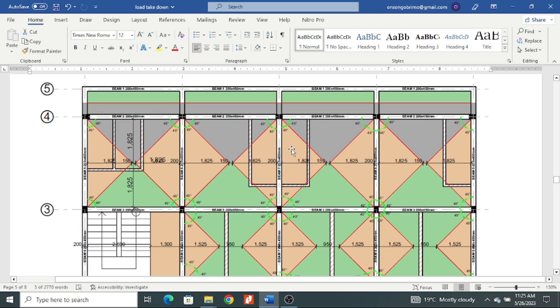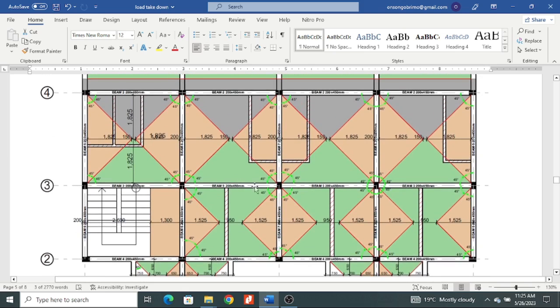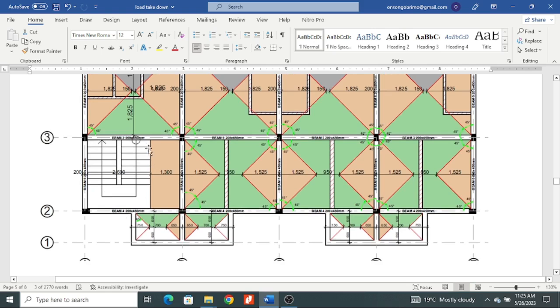So this is also loading these beams and these beams, and then it is the same case also here. You have this area and this area of this trapezium loading this and all that up to here. Now when you get to here, you have a staircase. In a staircase it's a bit different.